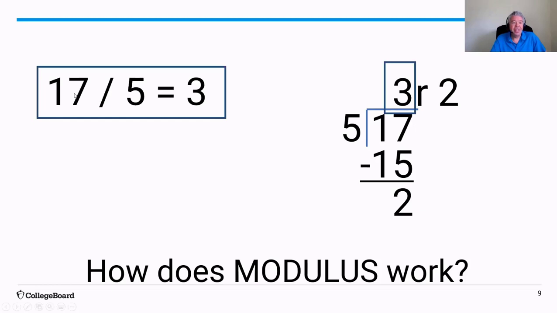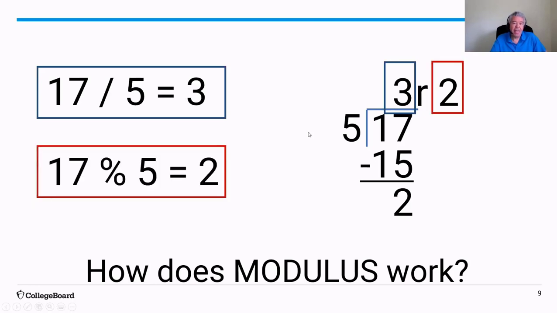Well, if I do 17 divided by 5, again, because I'm using integers, I'm going to get an integer result, which means in Java, 17 divided by 5 equals 3. Okay, I'm using integer values, so I get an integer answer. If I do 17 modulus 5, that's going to give me the remainder of that division problem, which is going to give me the 2. So that's where we calculate modulus from. Okay, modulus always gives us the remainder of a division problem.